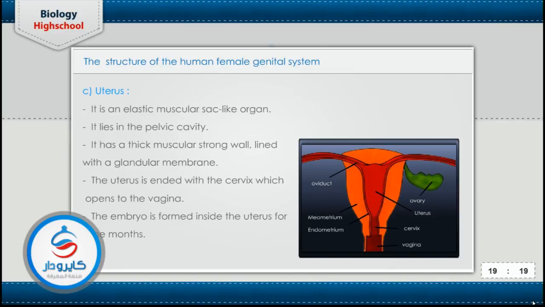What about the uterus? The uterus acts as an elastic, muscular, sac-like organ that sits inside the pelvis. The uterus wall has very thick and strong muscles to hold the fetus. The uterus ends with a part called the cervix, which leads to the vagina. The embryo is formed inside the uterus for 9 months.